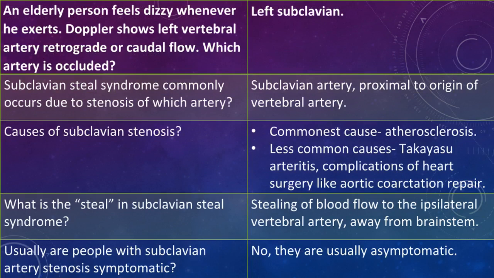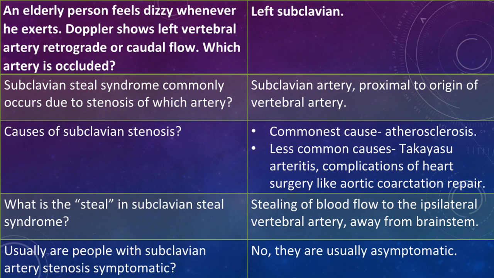An elderly person feels dizzy whenever he exerts. Doppler shows left vertebral artery retrograde, or caudal, flow. Which artery is occluded? Left subclavian. Subclavian steal syndrome commonly occurs due to stenosis of which artery? Subclavian artery, proximal to the origin of the vertebral artery. Causes of subclavian stenosis: commonest cause is atherosclerosis.